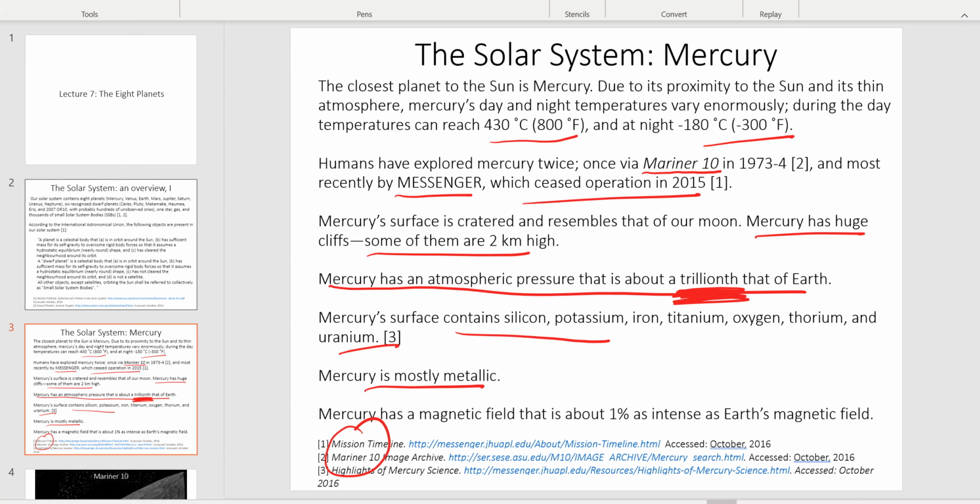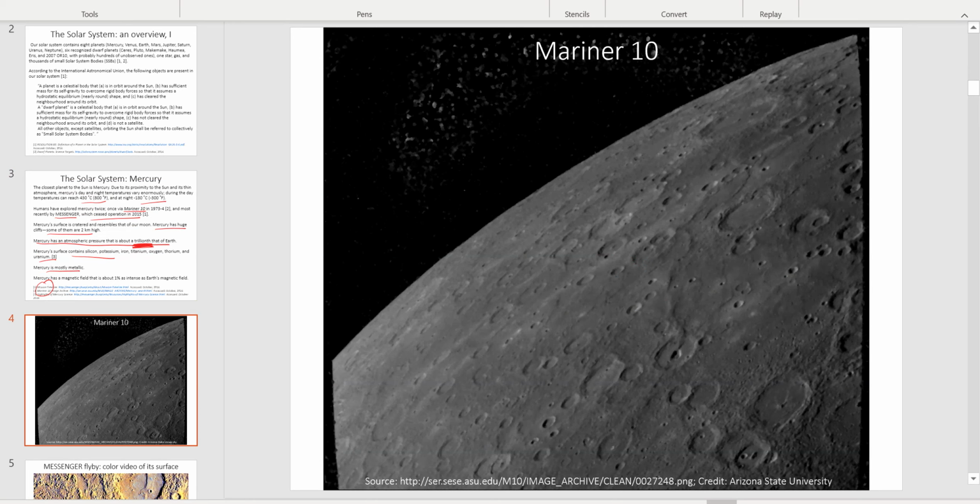Let's now depict Mercury visually. Let's look at some pictures. This is from Mariner 10 in the 70s. I mentioned that when you see a picture of Mercury, you'll probably think it looks like the surface of the moon. And this picture in particular, I think, is reminiscent of that.